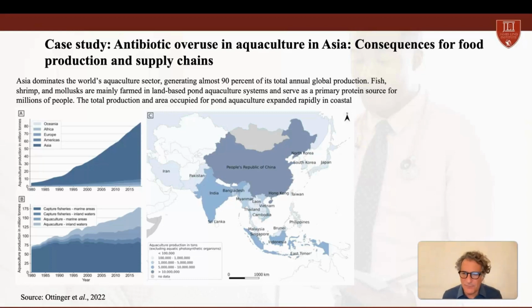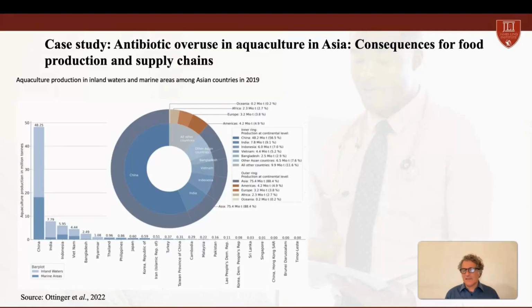So most of the fish and mollusks grown in aquaculture in Asia are consumed in Asia, but are also exported. We're talking about trillions of tons of fish that are sold in their own country, but also exported. This is another slide to show you the percentages. You can see how China, India, and Indonesia alone represent almost 75% of worldwide production.